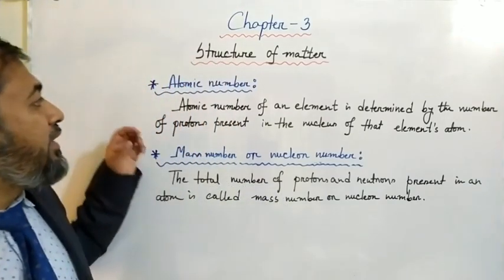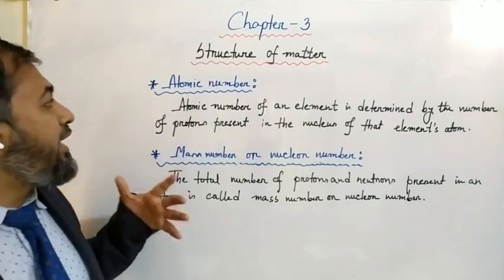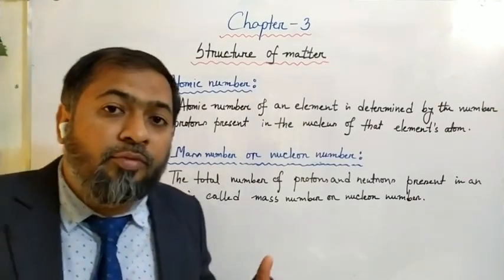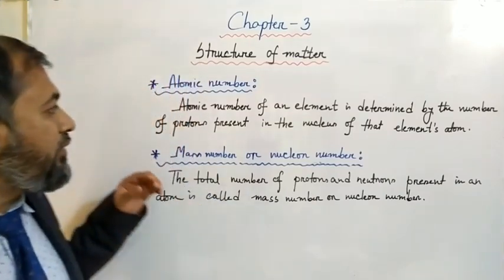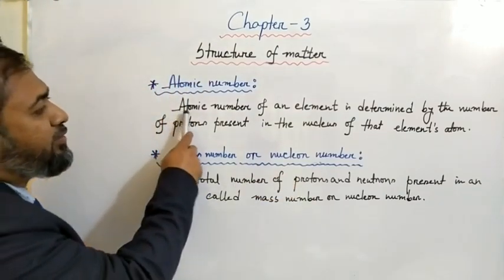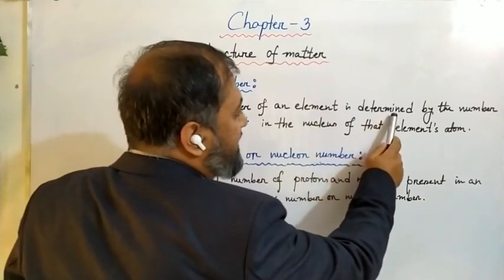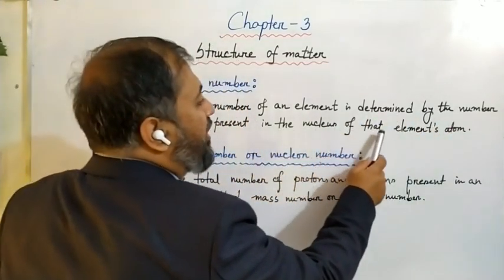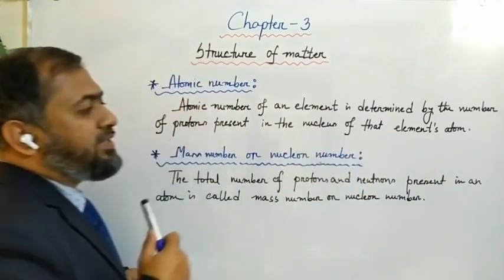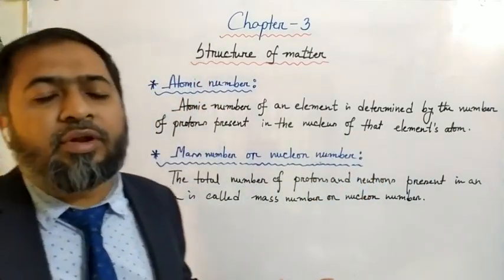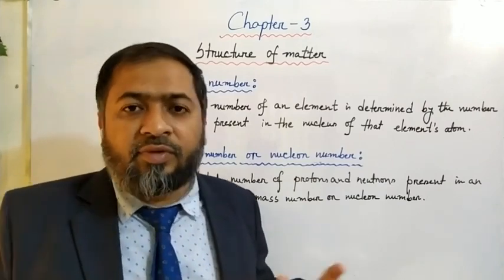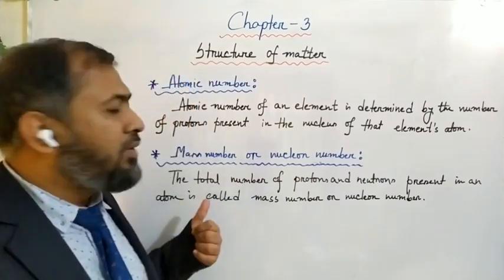The first important thing is atomic number. So what actually is atomic number? The atomic number is the total number of protons present in an atom. So you can see the definition here. Atomic number of an element is determined by the number of protons present in the nucleus of the element's atom. So the total number of protons present in the atoms of an element is known as atomic number.